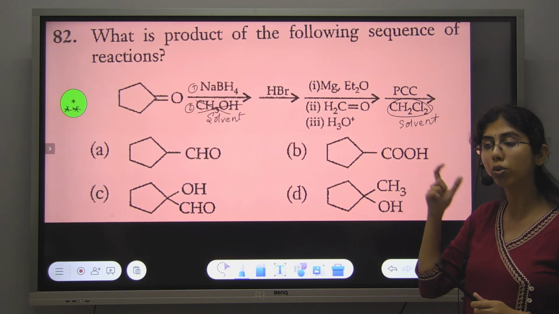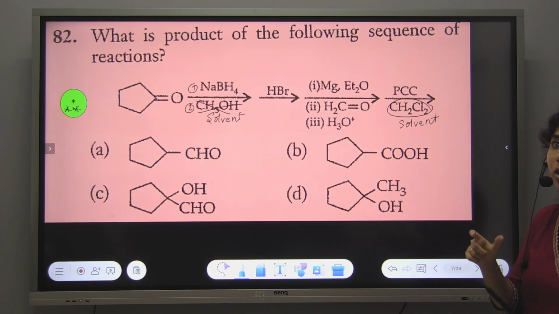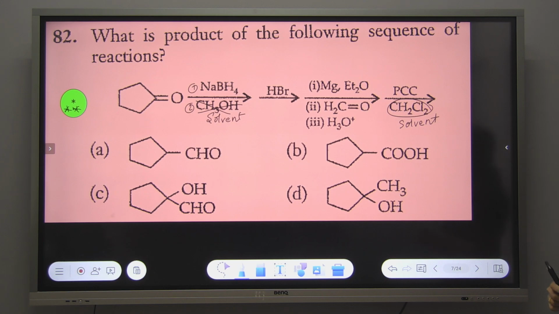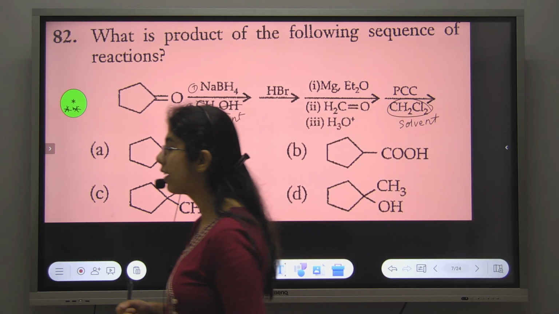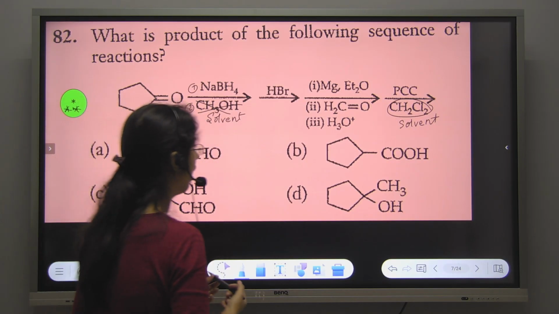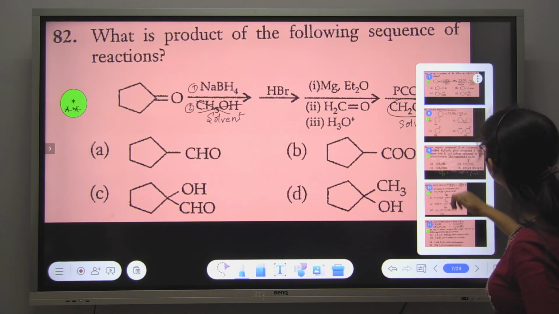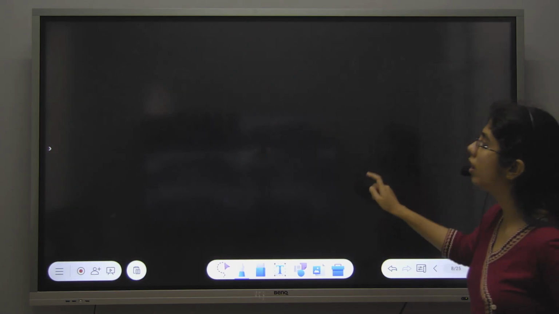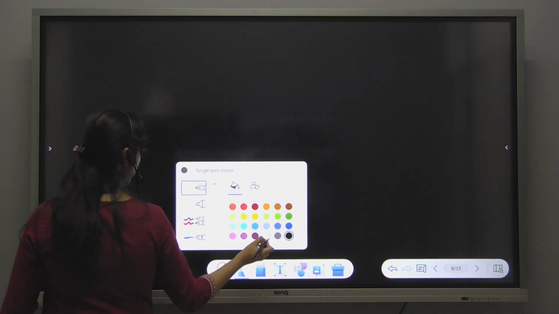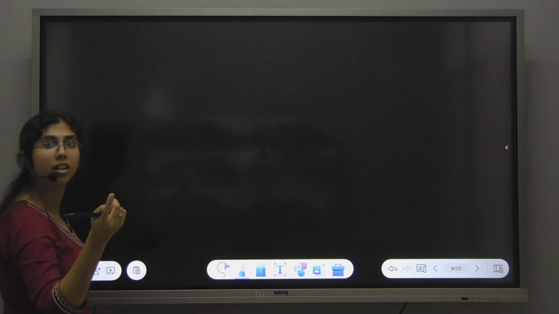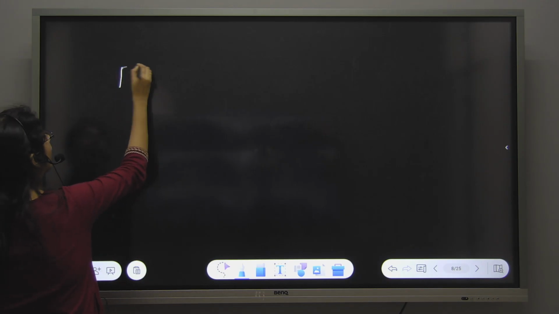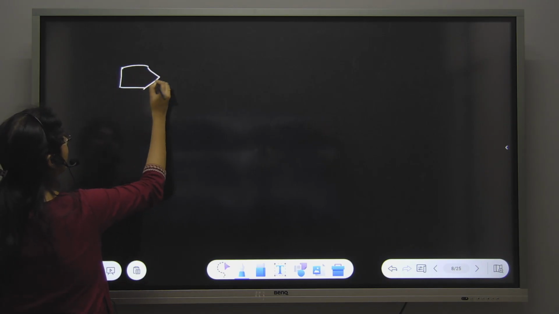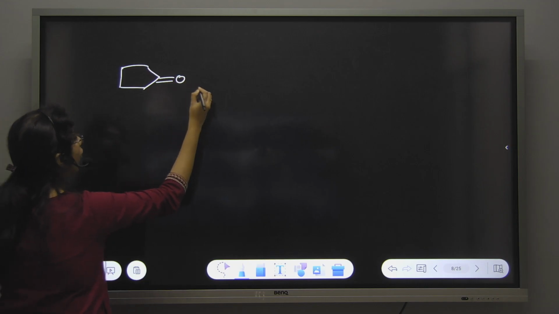So you have to go through the reagents and reactions again and again to get that quickness. Option D, many of you are going with. So let me take another page and let me explain to you. First of all, any other answer? Option A. Option A, okay. Let us check whether you people are correct or not.